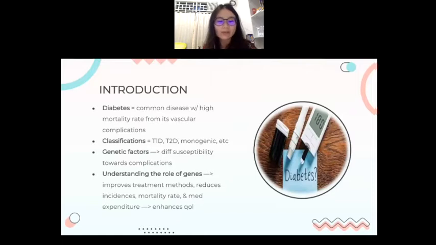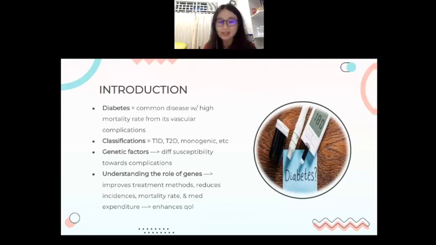So diabetes is one of the most common diseases worldwide with vascular complications that have a high mortality rate among the patients. There are genetic factors that contribute to each type of diabetes. Genetic variations also cause diabetic patients with otherwise similar clinical features, glucose control, and treatment to appear to have different susceptibility towards complications.